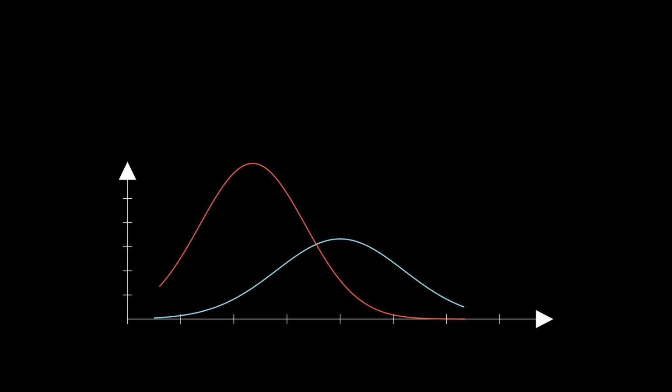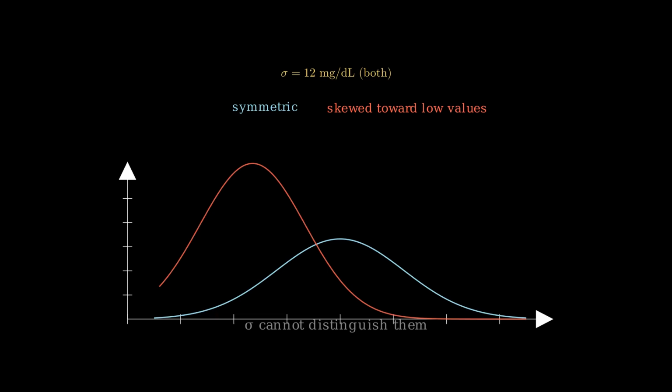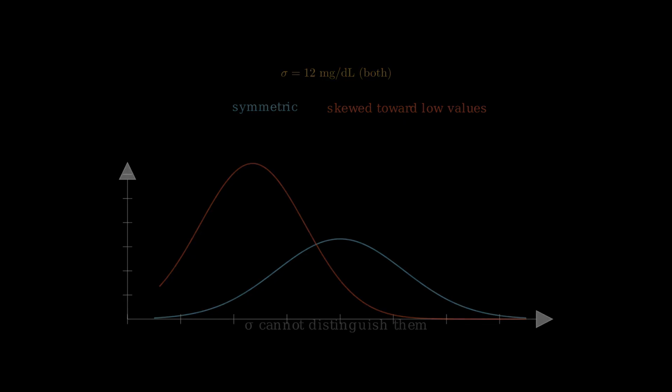Two patient populations can have the same standard deviation and completely different clinical profiles. S does not capture skewness, bimodality, or the distribution of extreme responders.